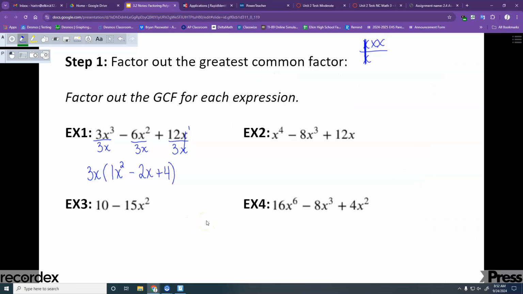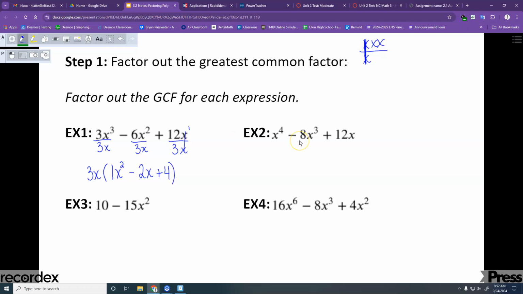Okay, questions? Now, this is still equivalent to this because if I multiply it back, 3x times 1x squared gives me 3x cubed. 3x times negative 2x gives me negative 6x squared, and 3x times 4 gives me 12x. All right, so that is correct. All right, questions on that?